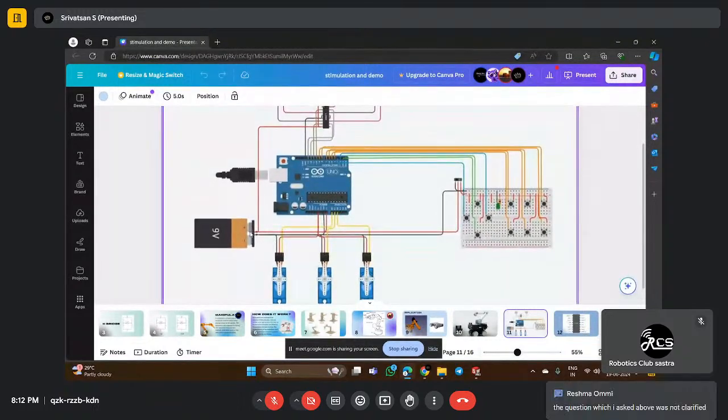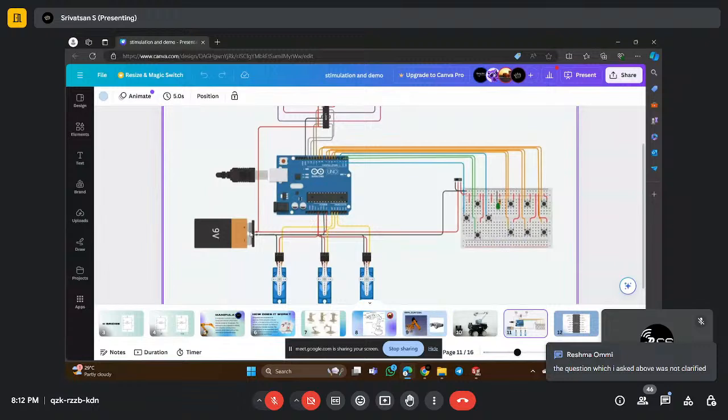Here we are using the Hutch C90 servo, which is able to take only a 5 volt power supply, so we are supplying a 9-volt power supply to the Arduino, right? And then the Arduino converts that 9 volts to 5 volts and gives the power supply to the three servos, which we are using in the manipulator.